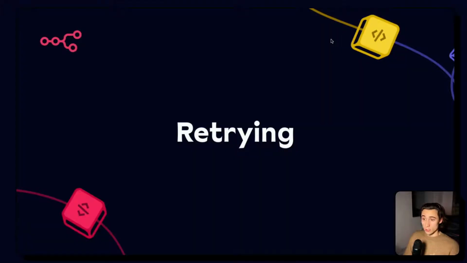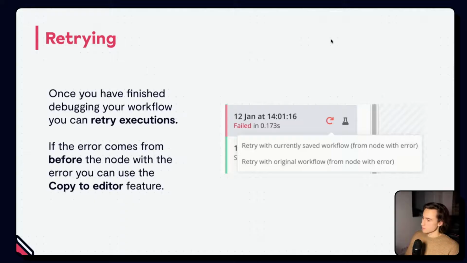Once the error is fixed or handled, we can use the retry feature to trigger again all of the failed executions. This is a super useful feature because when a workflow fails, we might have 5 or 10 executions that were unsuccessful. And from the execution log, you can decide whether you want to retry with currently saved workflow or with the original workflow from the time of execution.